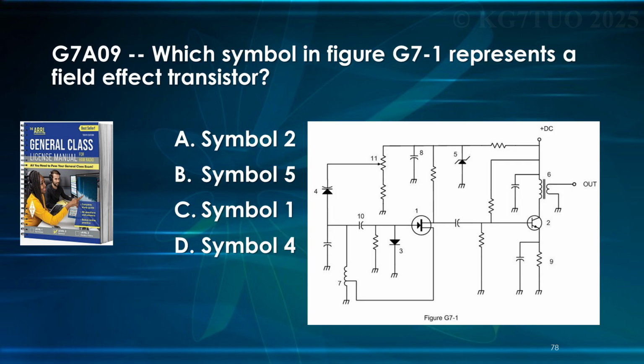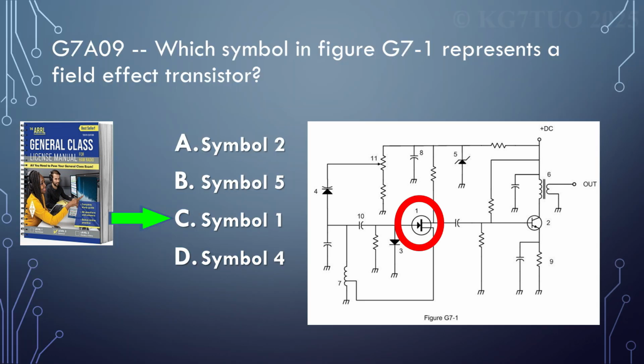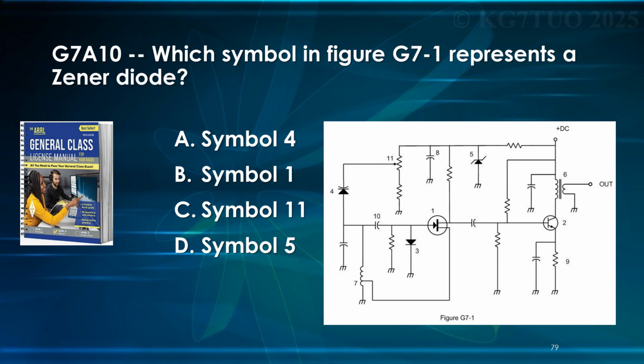Which symbol in figure G7-1 represents a field effect transistor, FET? Symbol 1. Which symbol in figure G7-1 represents a Zener diode? Well, this one you should remember, the one that looks like a Z. It's number 5. So you've got the little triangle for the diode, and then this Z zigzag that runs across it.